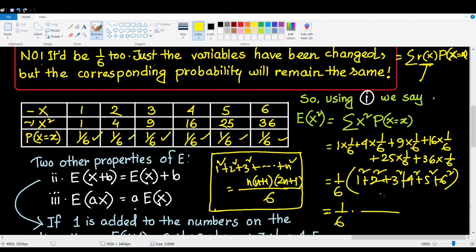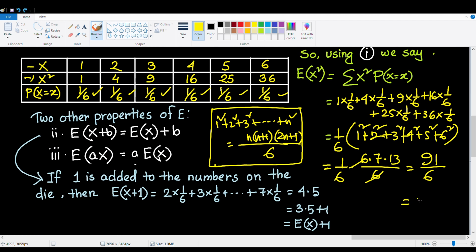So finally, the result would be 6 times 7 times 13 divided by 6 using the formula here. So finally, it would be 91 by 6, which is 15.166. Okay, so 15.166 is the value of E of x squared.